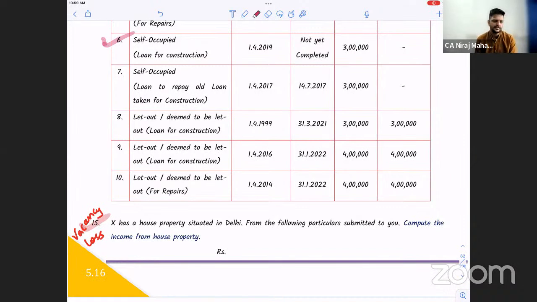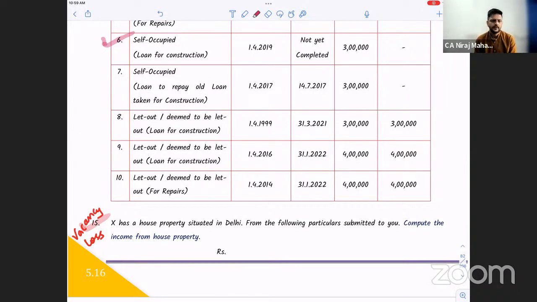What about 1/5 then, Mansi? 1/5 is allowed, no? But it is allowed in the year or from the year in which construction is completed. Correct? One basic thing, again you forgot. Basic things you forgot again.